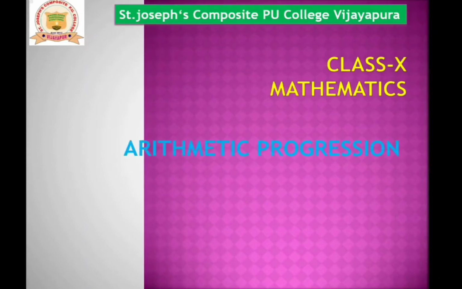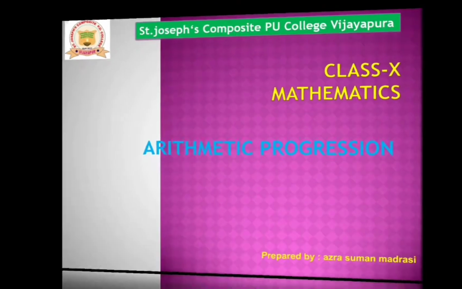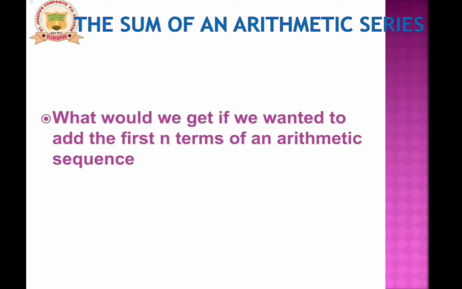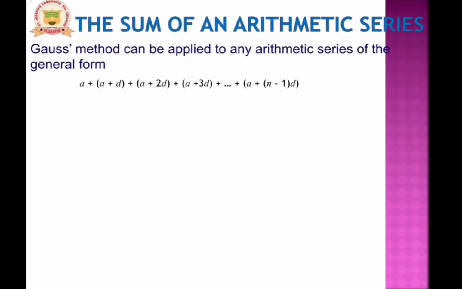In this session we are going to continue the arithmetic progression, the sum of an arithmetic series. What would we get if we wanted to add the first n terms of an arithmetic sequence? For this we are going to apply the Gauss method. The Gauss method can be applied to any arithmetic series of the general form.